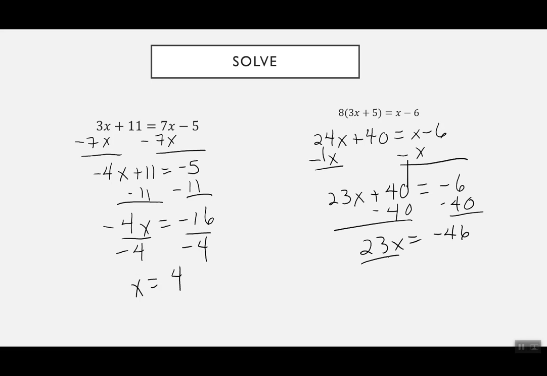You know the last step, it should be divide. At any time if the numbers become ugly and you don't like them, you grab calculators. Negative 46 over 23 is negative 2.